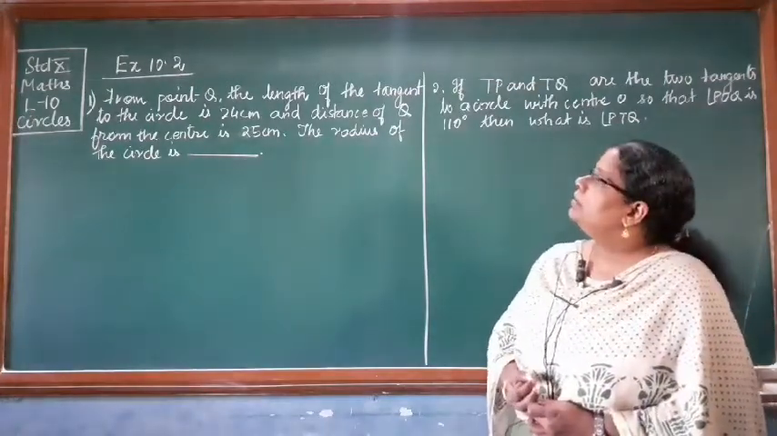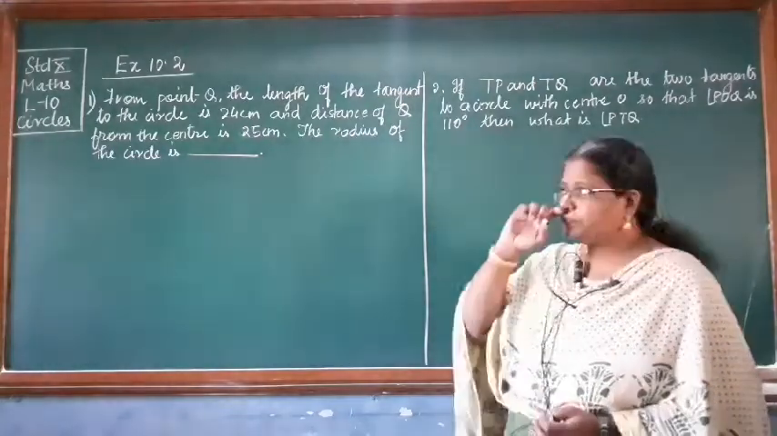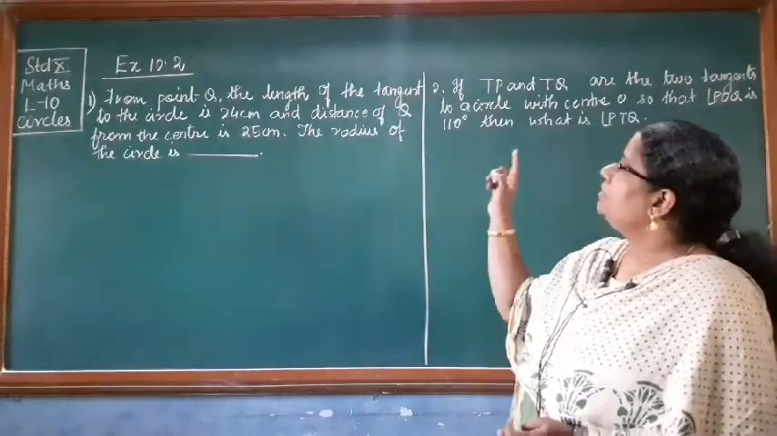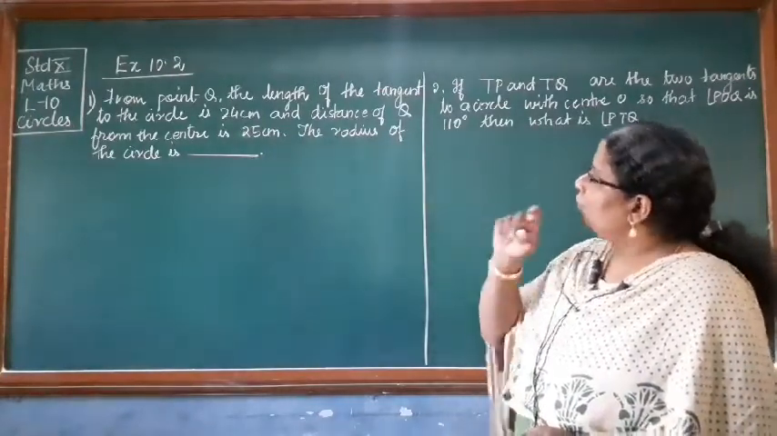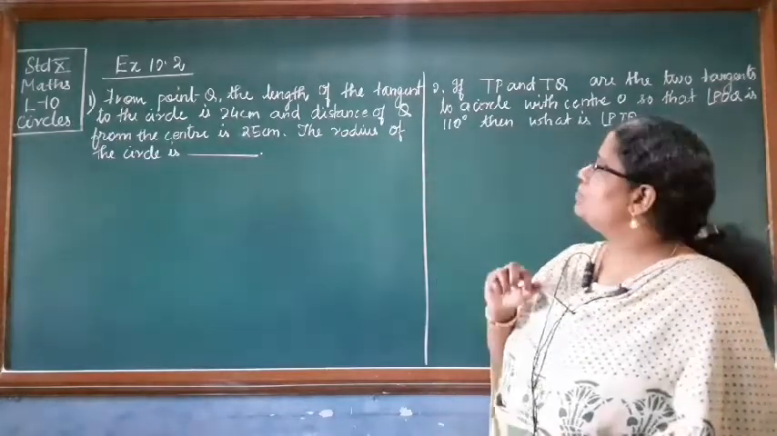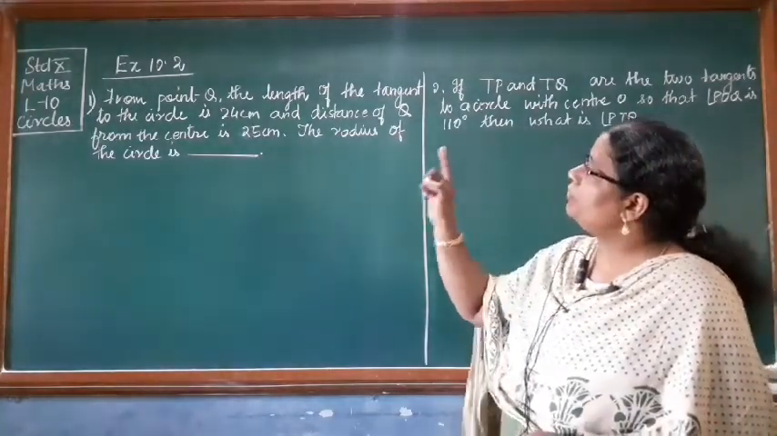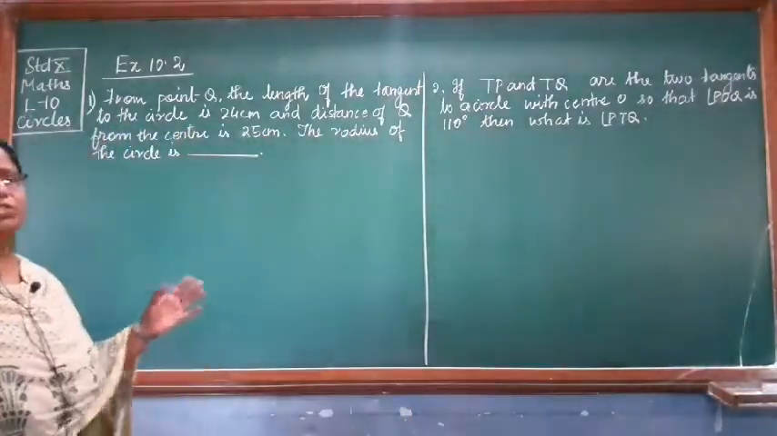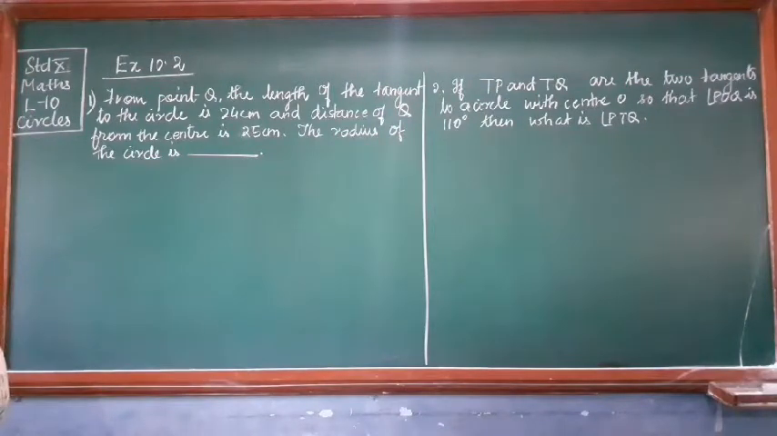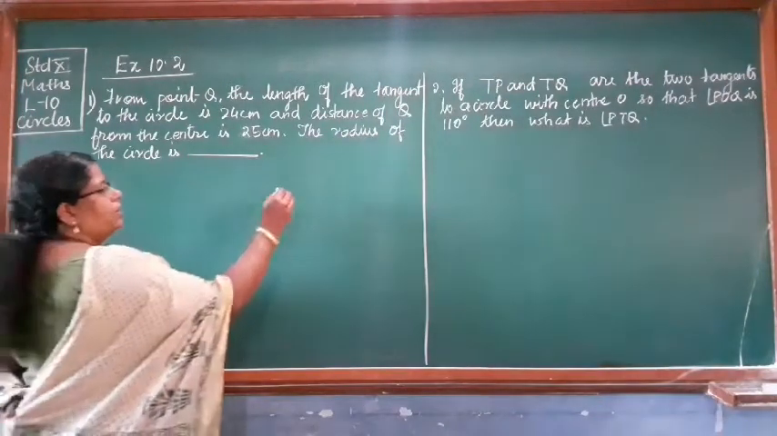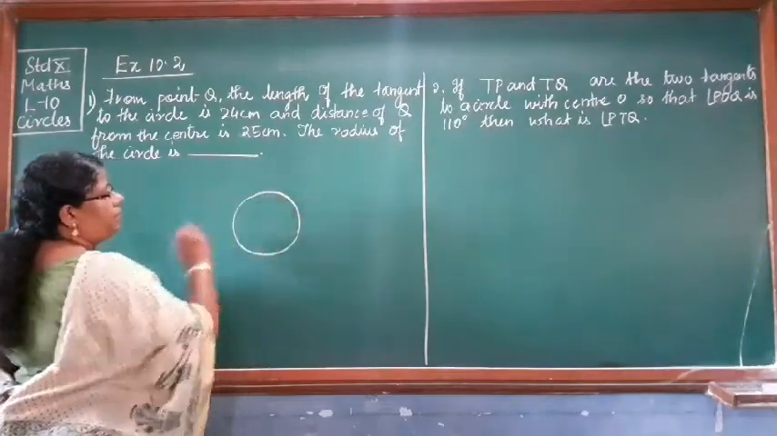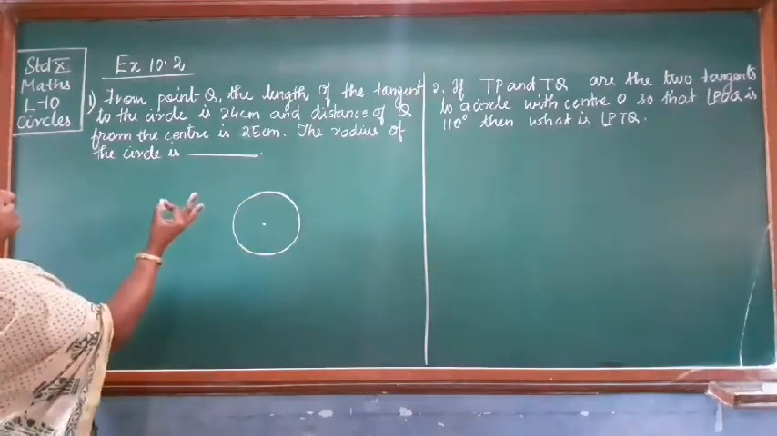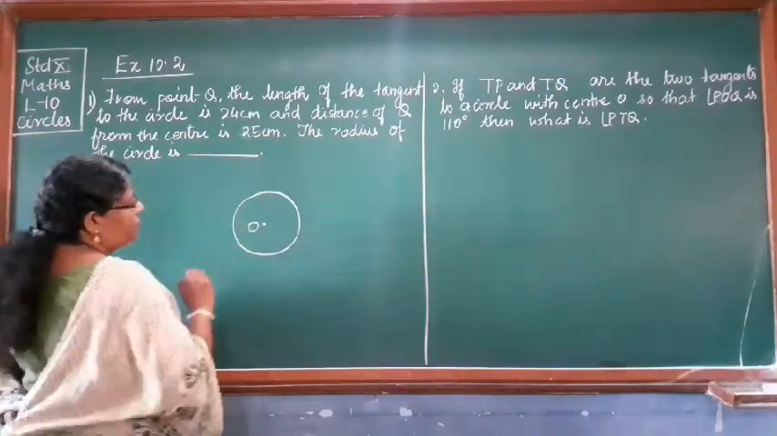Okay, now exercise 10.2. The first question asks you, from point Q, the length of the tangent to a circle is 24. So length of the tangent is given as 24 and the distance of Q from the center is given as 25. So find out the radius. So this is a very simple question, only you have to get the figure properly and after that you will be able to do it. So there is a circle, draw the figure properly first. There is a circle with a center, we can take it as O, okay.